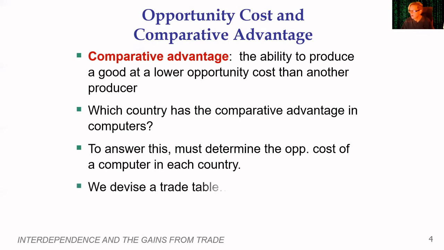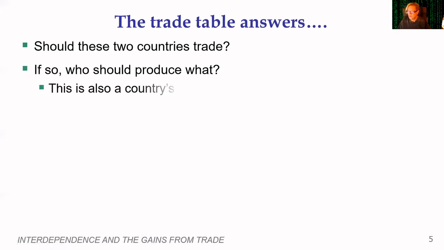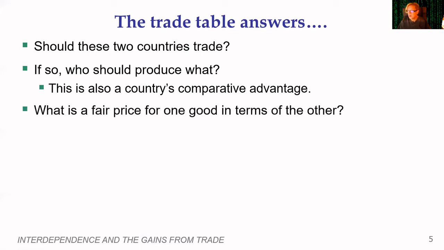Okay. All right. So to compare opportunity costs, we're going to use a thing called a trade table. It's called different things, but that's just what I do. So the trade table answers, should these two countries trade? Who should produce what? This will also be the country's comparative advantage. What's a fair price in terms of one good in terms of the other? So think of a barter in this respect. If one country trades computers for wheat, how much is one computer worth in the trade?